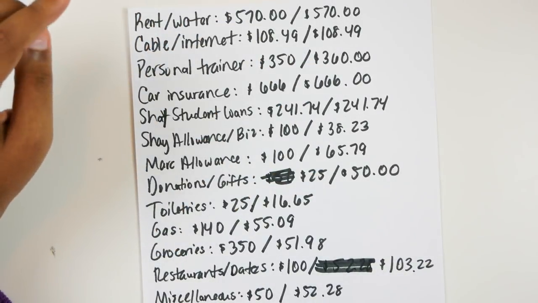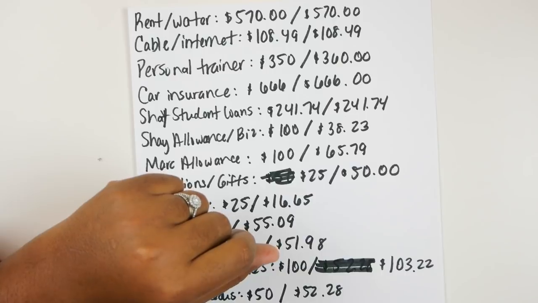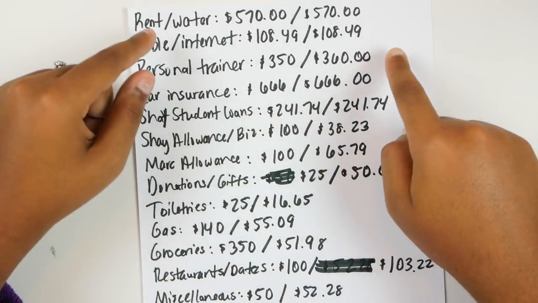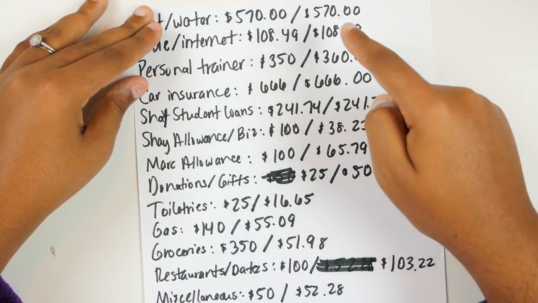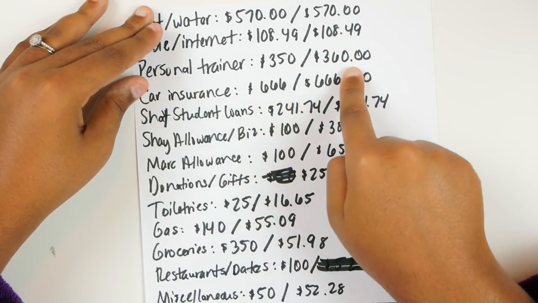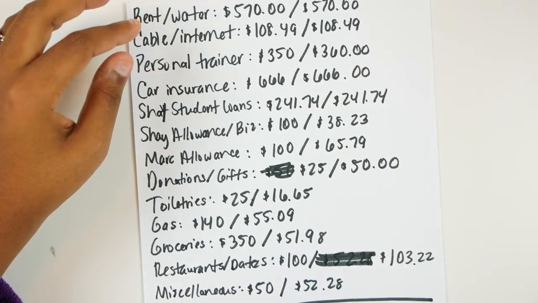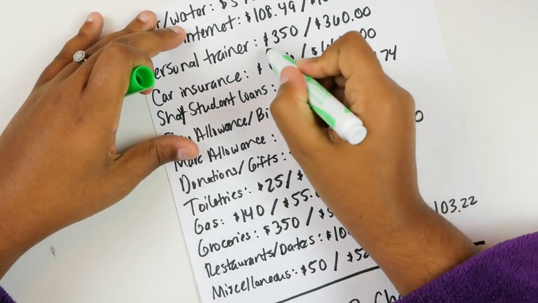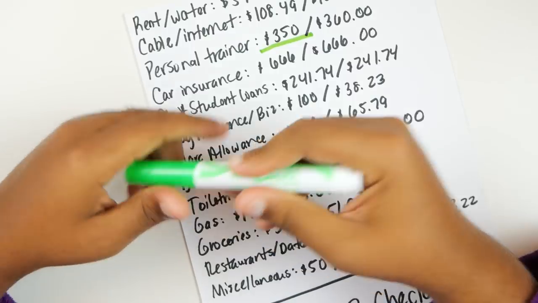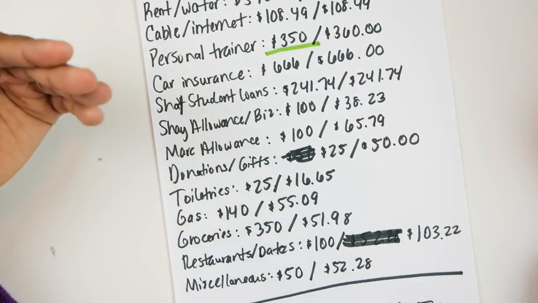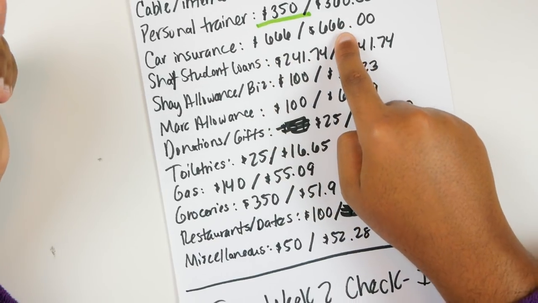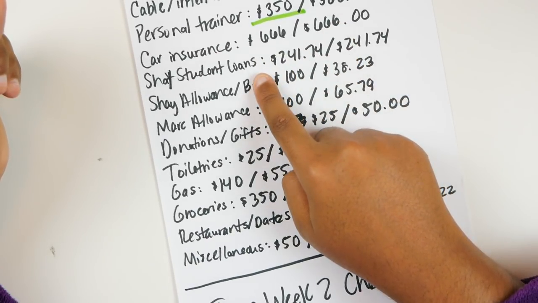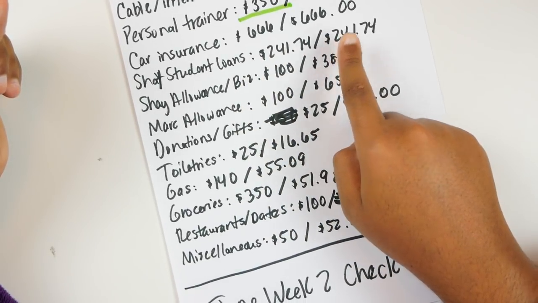It was $108.49. Personal trainer, we budgeted, I think this is backwards. This is why I shouldn't have done that. We budgeted $360, but we've paid, yeah, this one is backwards. We budgeted $360, but we've paid $350. That's probably all that I will pay. So as of right now, we are under and probably will be at the end of the month as well. Car insurance, we budgeted $666. We paid $666. My minimum payment on my student loans, we budgeted $241.74. That is what we paid.